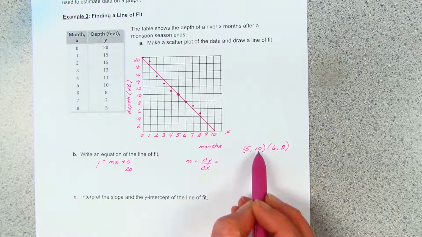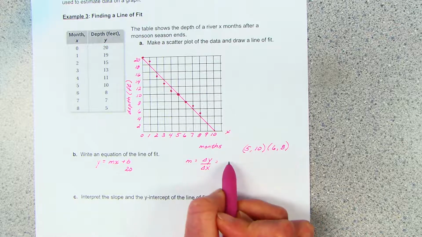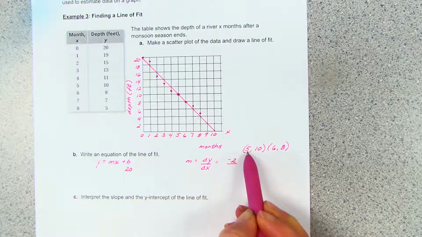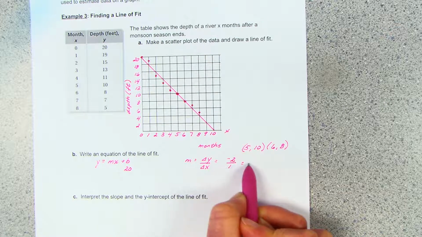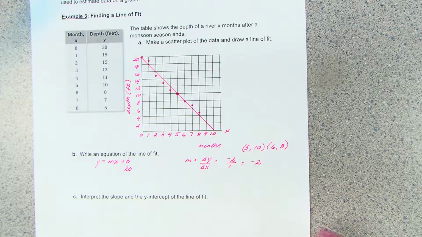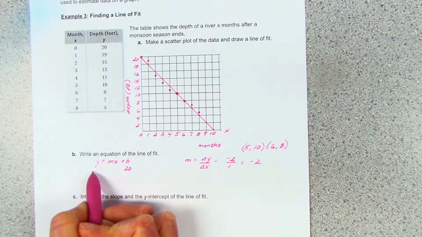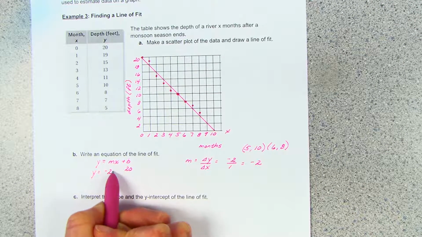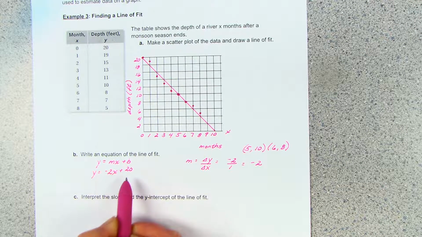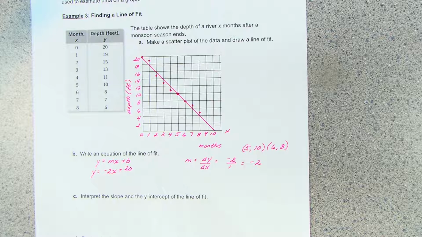So the change in the y value is going down 2 from 10 to 8, and the change in the x value is going up 1 from 5 to 6. So the slope is negative 2. So I can write y equals negative 2x plus 20. Okay.